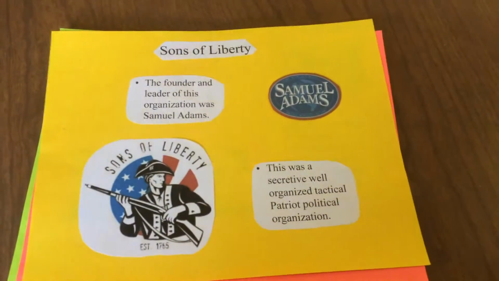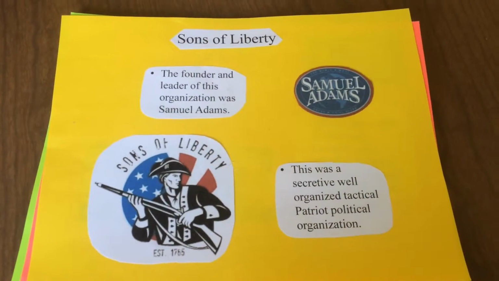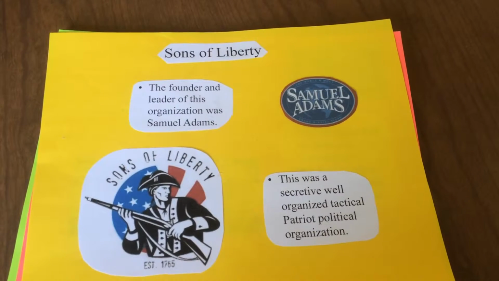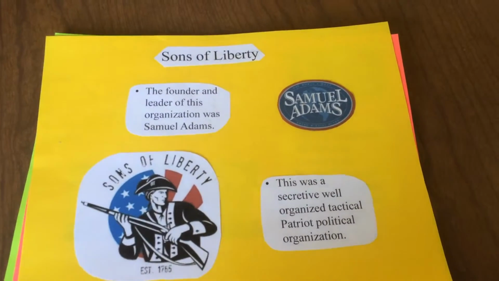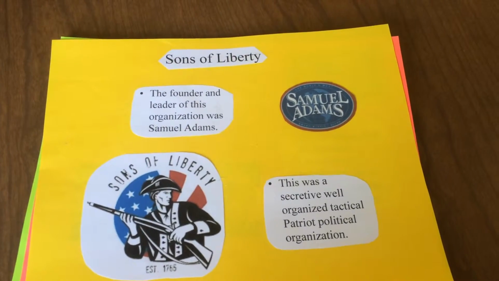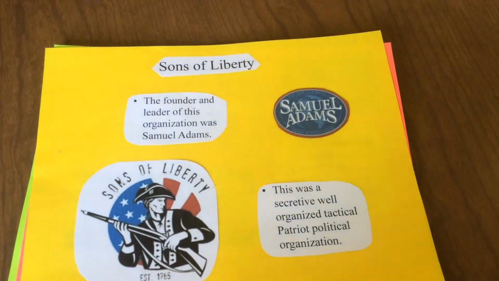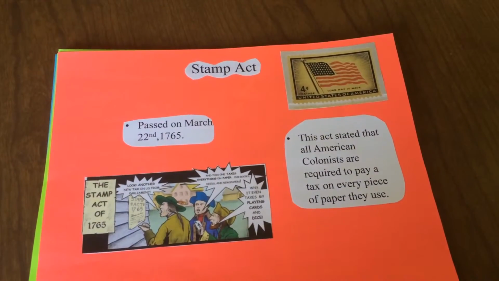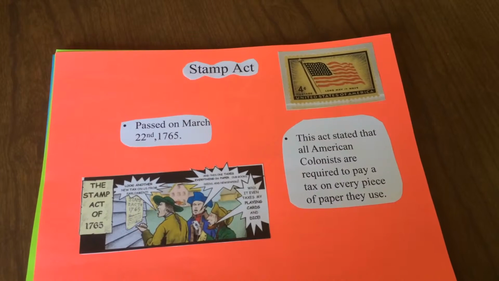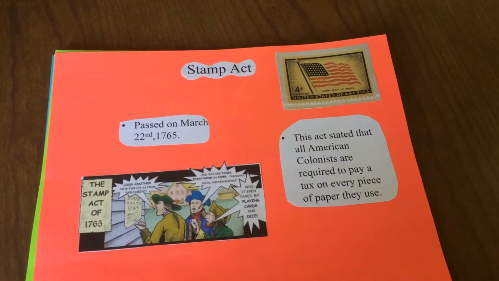The Sons of Liberty was a secretive, well-organized, tactical, patriot political organization that was founded and led by Samuel Adams. Samuel Adams and the Sons of Liberty were the ones behind what we would later know as the Boston Tea Party.